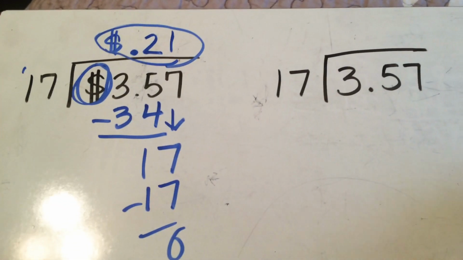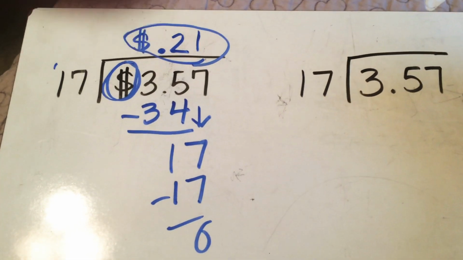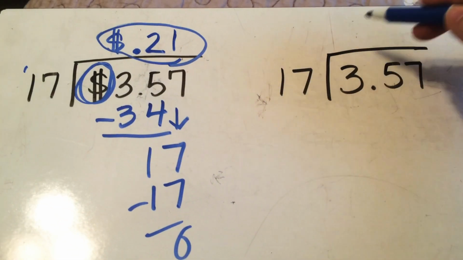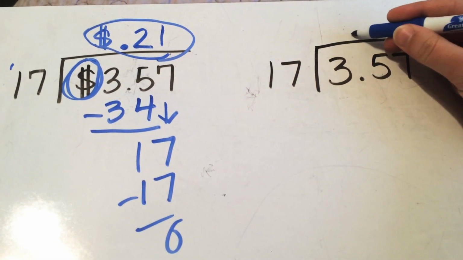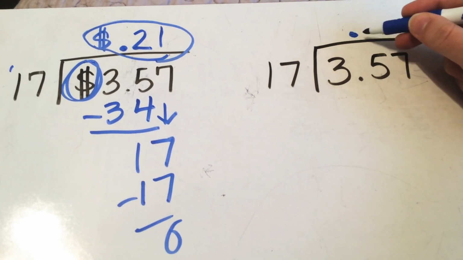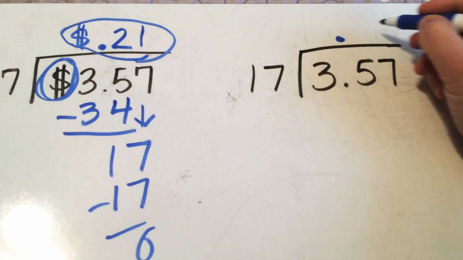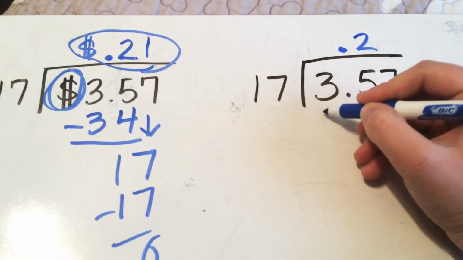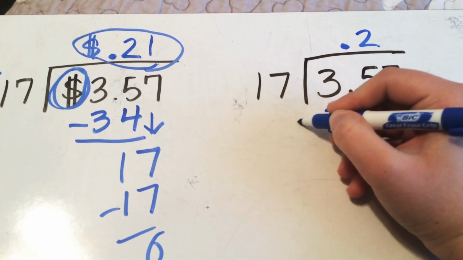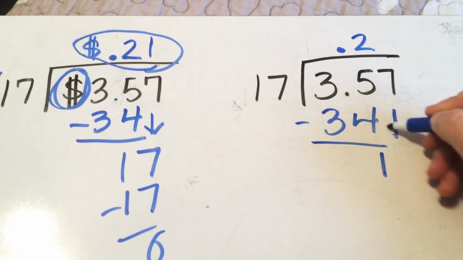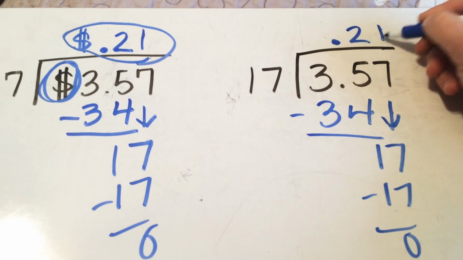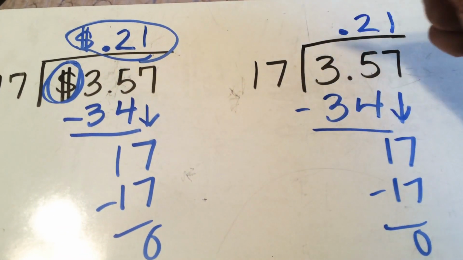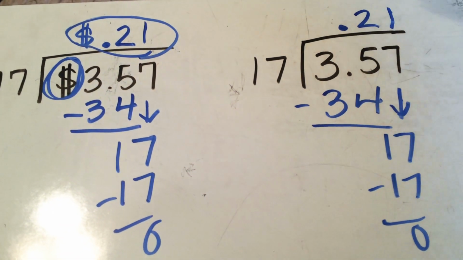All right, and what your book is doing is the same thing over here, just without the dollar sign, so you can see it in this context. So again, first thing you're going to do is bring your decimal point straight up into the quotient. 17 goes into 35 2 times, which gives us 34 down here. 1 remaining. Sorry, I did my steps a little backwards. So the answer is the same, just one is money and one is not.